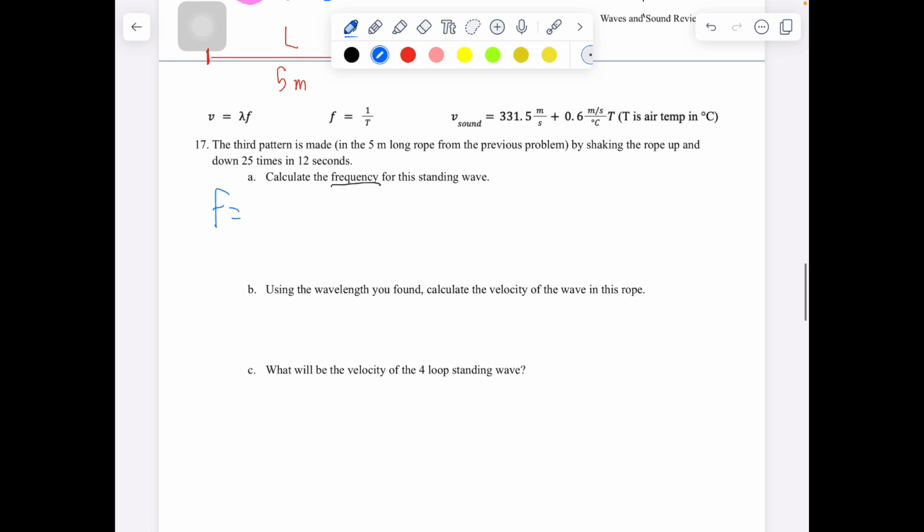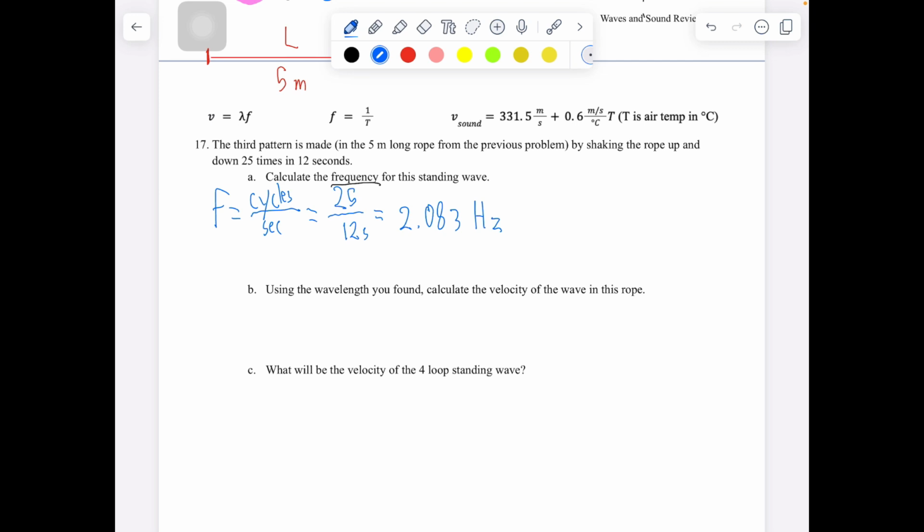It's not given to us, but we know frequency is the number of cycles per second. So let's plug in our number of cycles, 25 cycles, up and down 25 times, and let's plug in our time, 12 seconds. 25 over 12 is going to give us 2.083. Now what's our unit there? We have seconds in our denominator. Our unit is hertz, inverse seconds, 1 over seconds, all the same thing. Hertz is what we use for frequency.